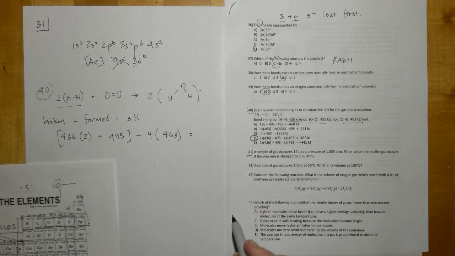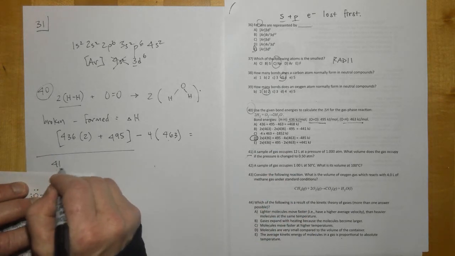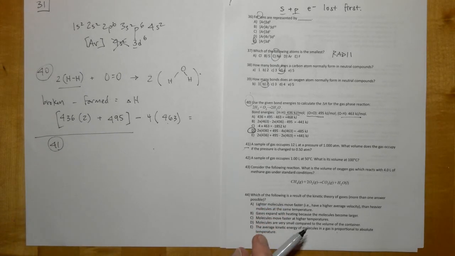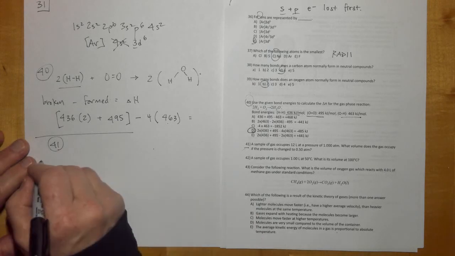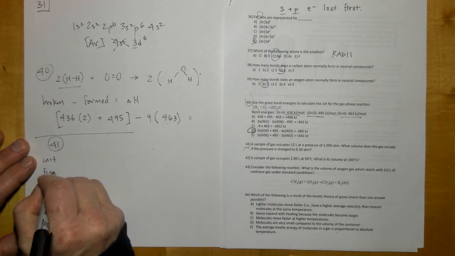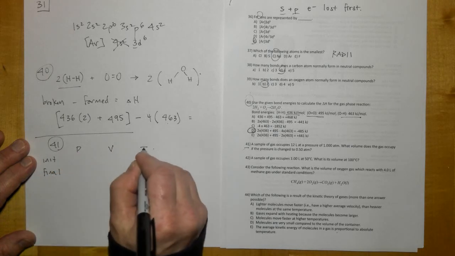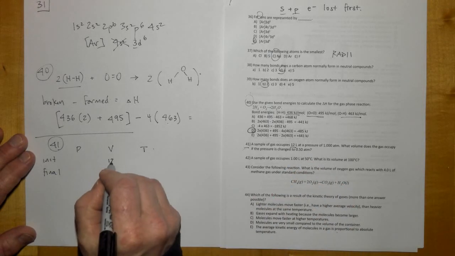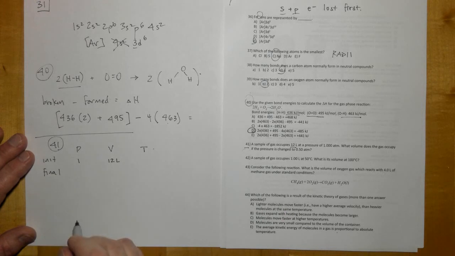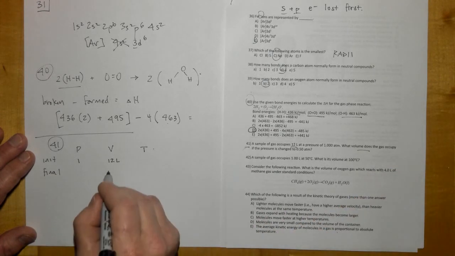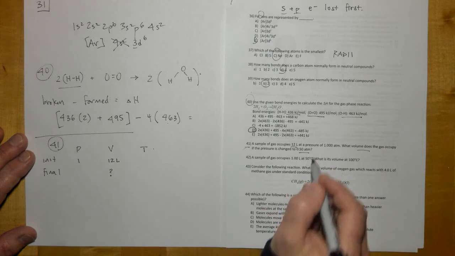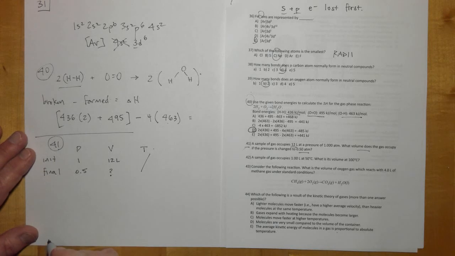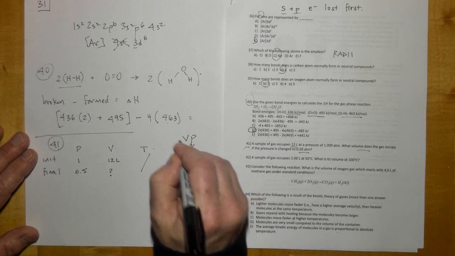41, a sample of gas occupies 12 liters at a pressure of 1 atmosphere. What volume does the gas occupy if the pressure is changed to 0.5? So organize your data: initial, final, pressure, volume, temperature. It has 12 liters at a pressure of 1 atmosphere, and we're going to assume that temperature remains constant. So you can notice that we've got the inverse relationship right here.